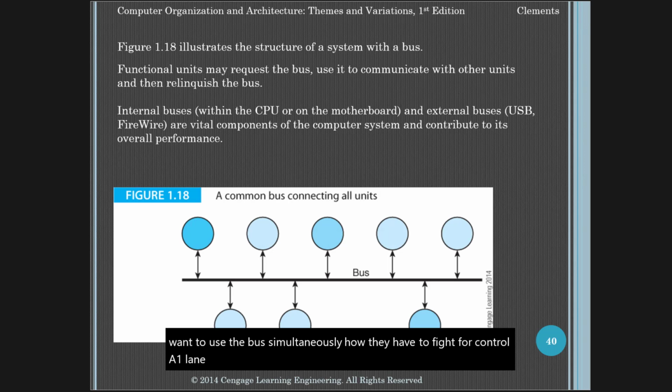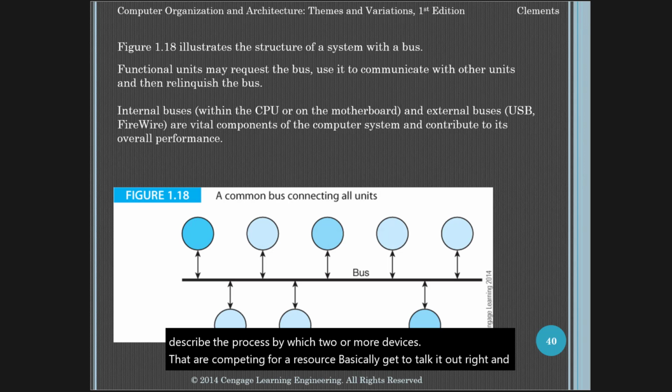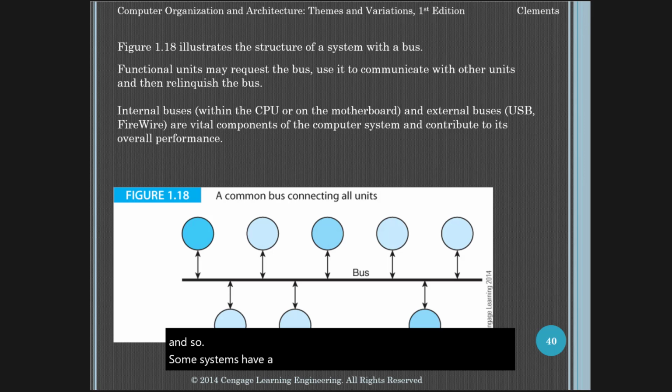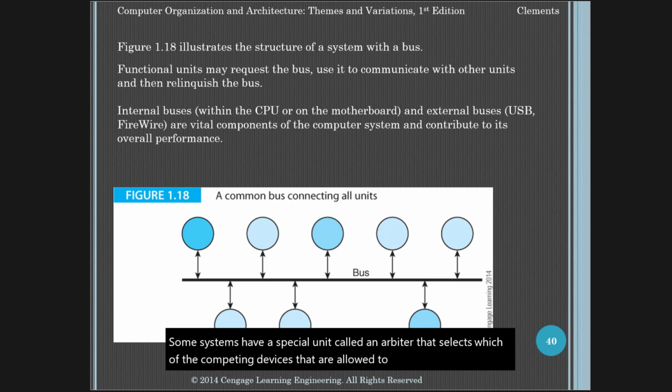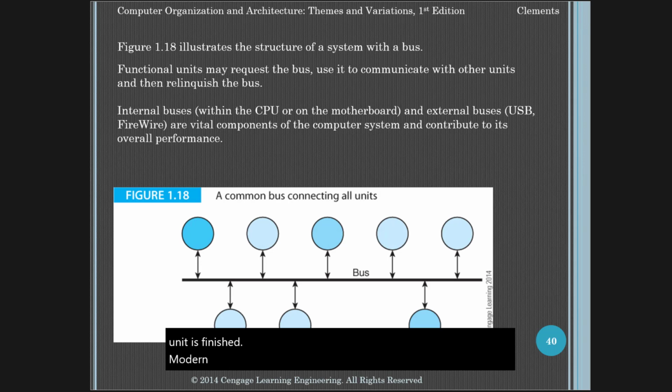And we use the term arbitration to describe the process by which two or more devices that are competing for a resource basically get to talk it out, right? And so some systems have a special unit called an arbiter that selects which of the competing devices is allowed to go ahead, kind of just choosing an order of precedence. Others have a waiting queue system where someone has to wait their turn until the other unit is finished.